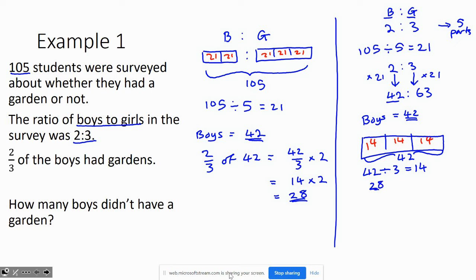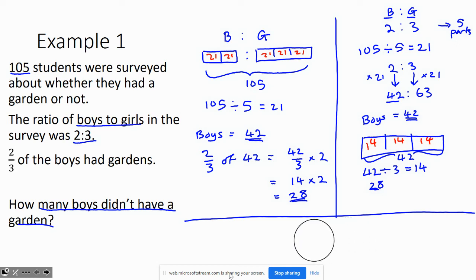Now, to finish this off then, how many boys didn't have a garden? Well, we can see if there are 42 boys, either way, if there are 42 boys and 28 had a garden, we can do 42, take away 28 to give us 14. We didn't have to necessarily do that. You could have recognized that because 2/3 had a garden, that means 1/3 did not. And instead of finding 2/3 of the boys, we could have found out what 1/3 was to give us our answer of 14.